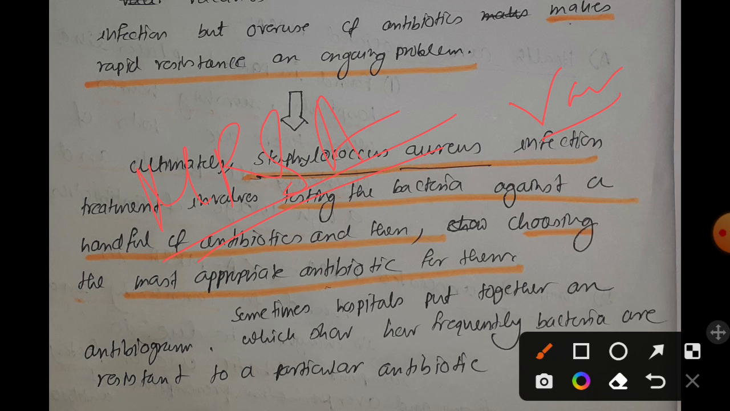Okay, so this vancomycin will remain effective against MRSA. Okay, but under such circumstances Staphylococcus aureus again developed resistance. This resistance is of two types. One is intermediate resistance and another one is complete resistance. So intermediate resistance is VISA and complete resistance is VRSA.